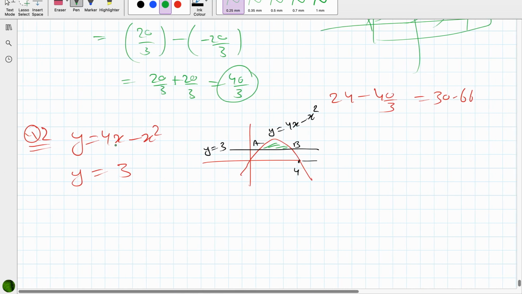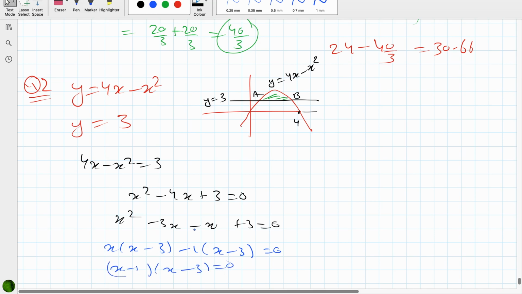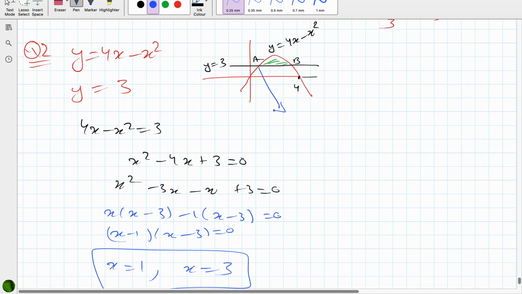So for A and B I'm going to solve them simultaneously. 4x minus x squared equals 3. Rearranging, x squared minus 4x plus 3 equals 0. Splitting the middle term, this is minus 3x minus x. Taking x common, x minus 3 minus 1, x minus 3 equals 0. So x minus 1 times x minus 3. The first value is x equals 1, the second value is x equals 3. So A is x equals 1, y equals 3, B is x equals 3, y equals 3. First part done.